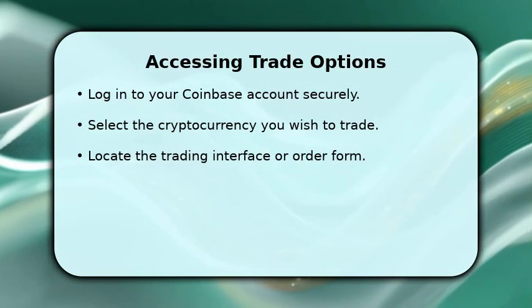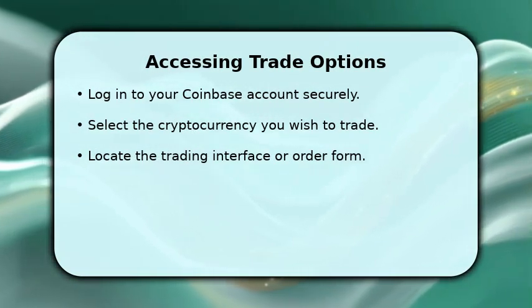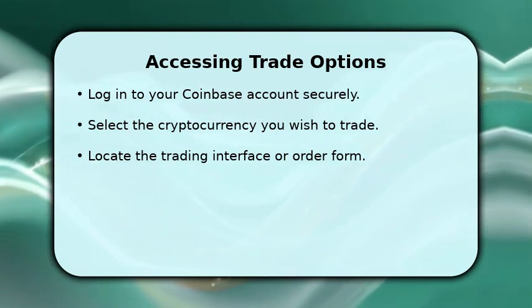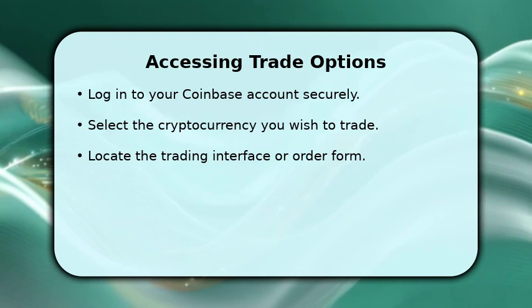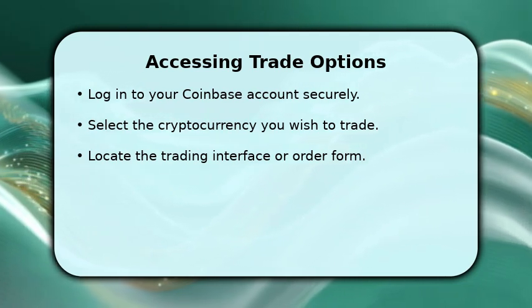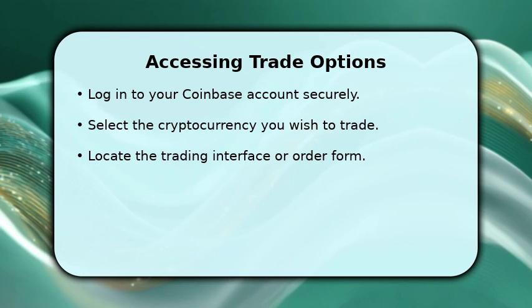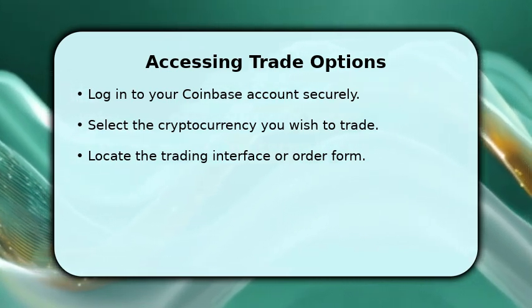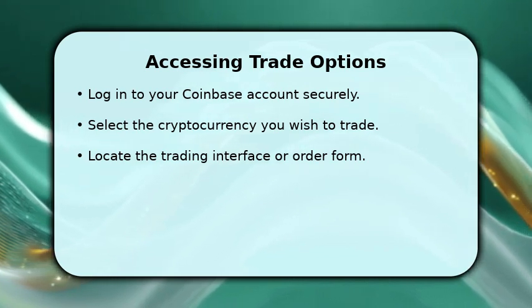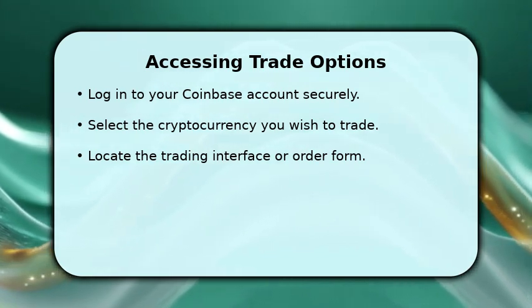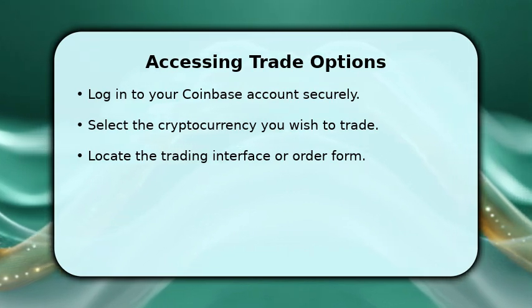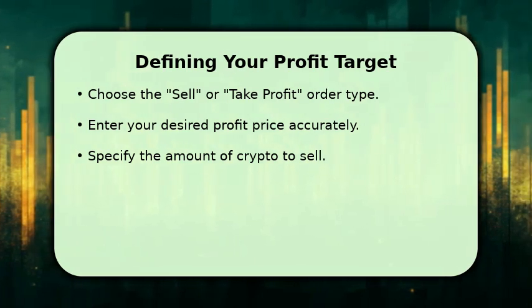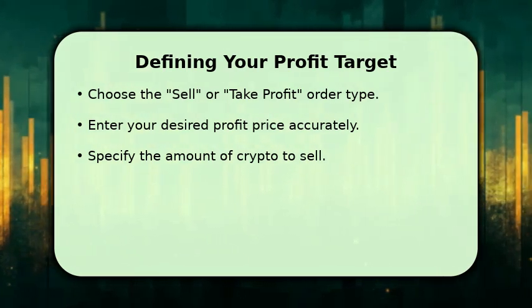To begin, log into your Coinbase account using your secure credentials. Once logged in, navigate to the trading section. You will then select the specific cryptocurrency you wish to trade, such as Bitcoin or Ethereum. This action will bring you to the main trading interface where you can initiate various order types and manage your assets effectively. Next, within the trading interface, locate the order form and choose the sell option.